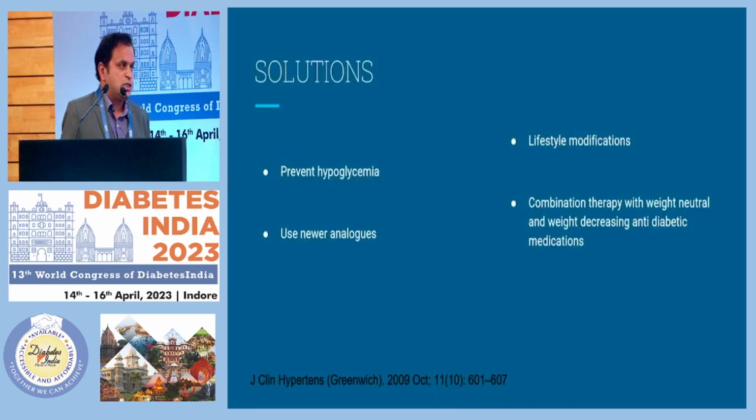So the solution is to prevent hypoglycemia, because it is seen that patients who get frequent hypoglycemia tend to eat more and gain more weight. Newer analogs like glargine or degludec, Tresiba, are known to cause lesser weight gain compared to traditional insulin. If you don't want the patient to gain too much weight, you can always go for the newer insulin, along with lifestyle modifications like exercise and proper diet, and combining insulin with weight neutral or weight decreasing anti-diabetic medication. With an SGLT2 inhibitor combined with insulin, the overall weight remains stable.